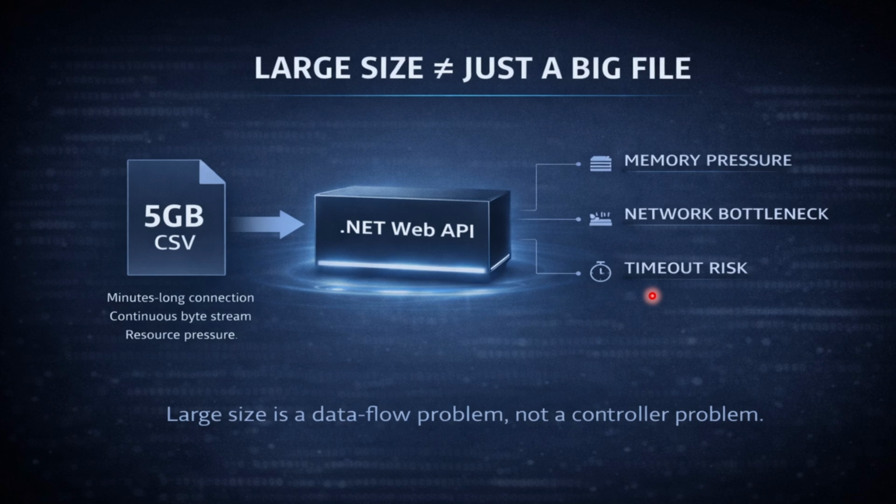If your memory footprint grows with file size, your architecture doesn't scale. The size of the file should not dictate the memory footprint of your API process. It is a data flow problem. Our API must remain memory stable while the file is being uploaded.